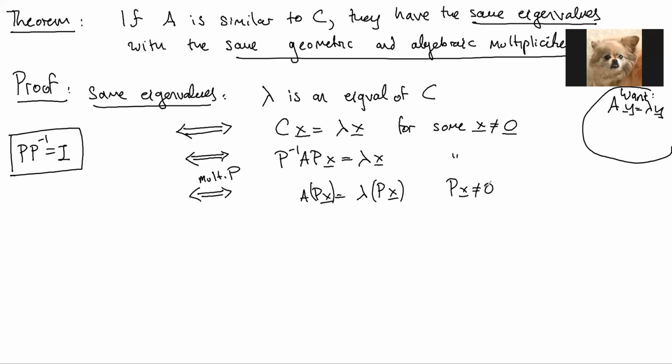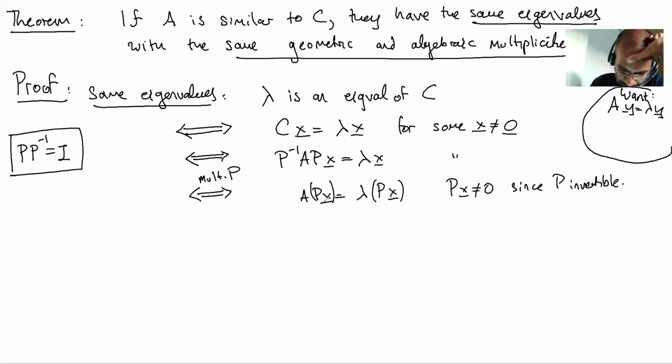We said that x isn't equal to 0 and P is invertible. So exactly, because P is invertible. But this is great, right? Because now Px is an eigenvector of C. So we actually just proved, if and only if lambda is an eigenvalue of A with eigenvector Px.